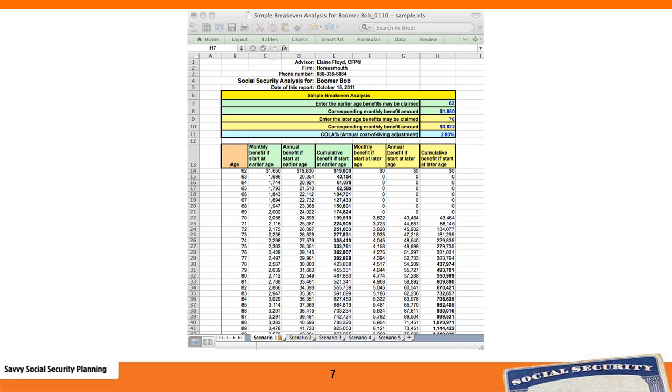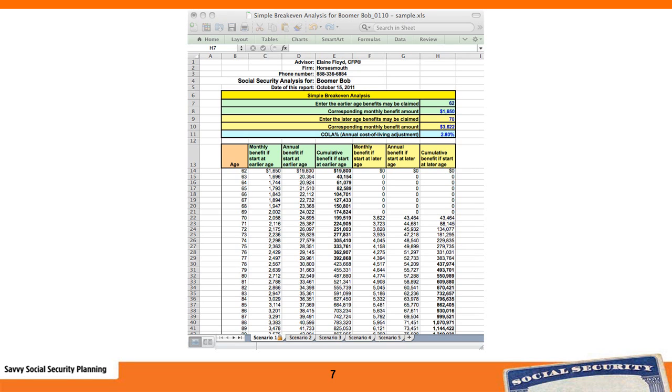So the break-even analysis adds up all the cumulative benefits and determines the age at which the total from claiming at 70 begins to exceed the total from claiming at 62. The 2 columns of cumulative benefits show the higher number in bold, so all you have to do is refer to the age the client will be when the bold type switches over from column E to column H. That's the client's break-even age. Here we see it's 78.